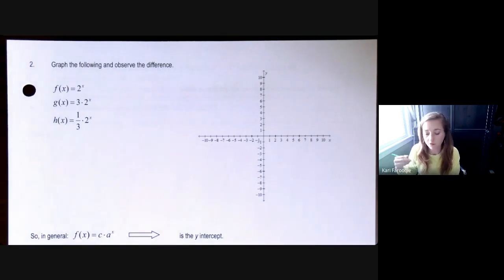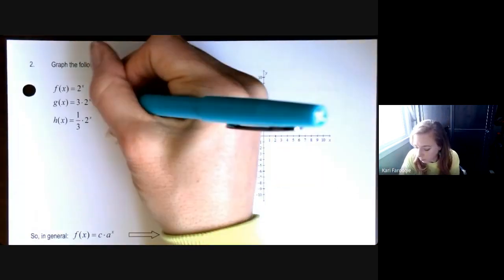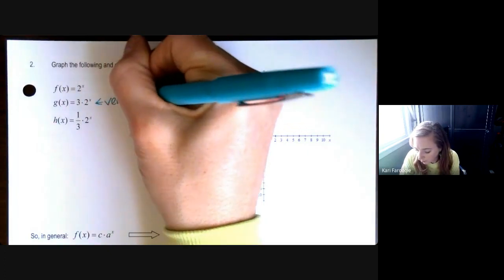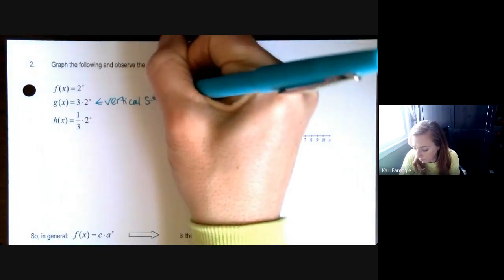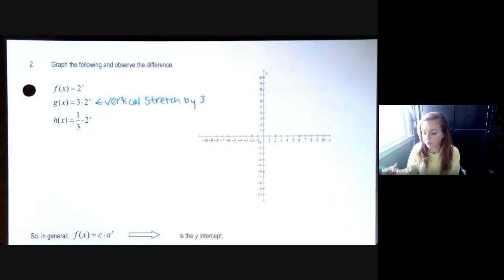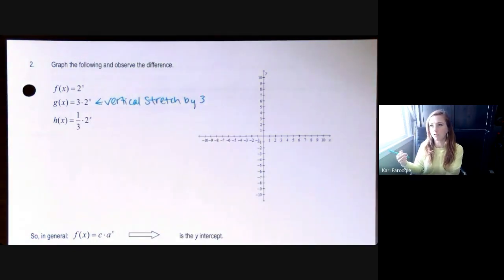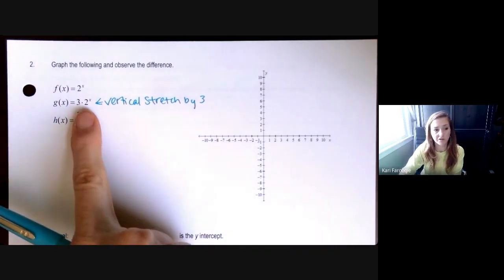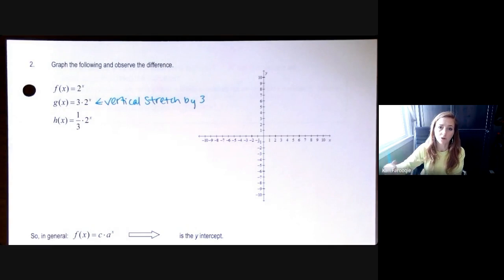So g is going to be a vertical stretch by a factor of 3. So what this means is the graph is going to just rise much more rapidly. So whatever this value is, it's getting multiplied by 3. For those larger values of x, the graph is going to increase even faster.